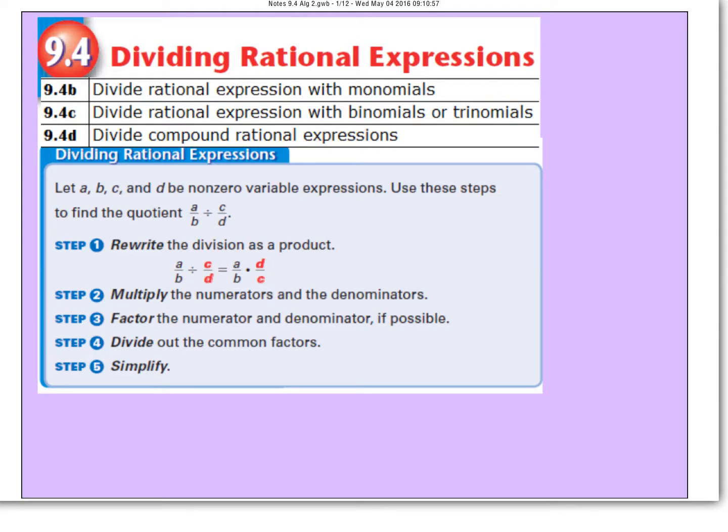Our first video in section 9.4 is learning objective B. We're going to divide rational expressions with monomials. If you remember us doing this back for 9.3 for multiplying, it is very similar. The only thing you're going to have to remember is how do you divide fractions. And let me show you what this rule right here means.